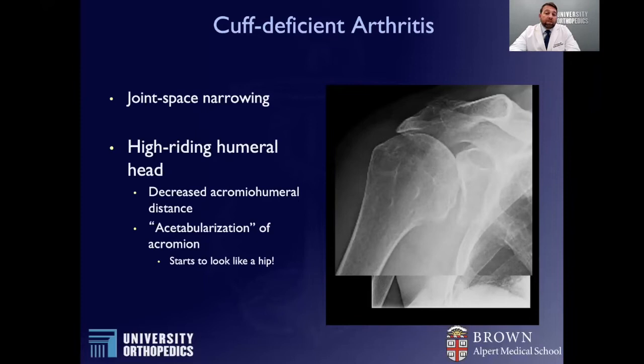And then we use terms like acetabularization of the acromion, which an acetabulum is actually part of the hip. It's the name of the socket of the hip. And so the shoulder actually starts to look like a hip joint. Instead of having a golf ball on a tee, you've got more of a hip joint, like a deep socket, but it's not really designed for that, and that causes pain and problems in the shoulder.